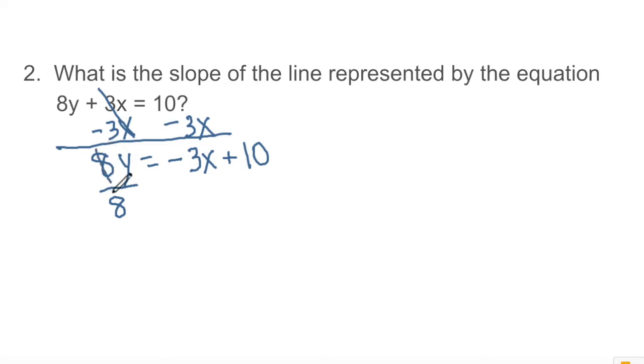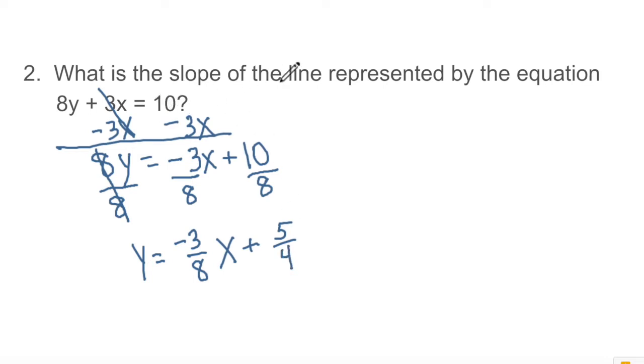When we divide by 8, that cancels out that 8. But we also need to do what? We need to divide this by 8 and this by 8. Okay, so now we're going to get y equals negative 3 over 8. We can't simplify that. Times x. Plus, let's see, those are both even, so we can divide by 2, right? 5 over 4.